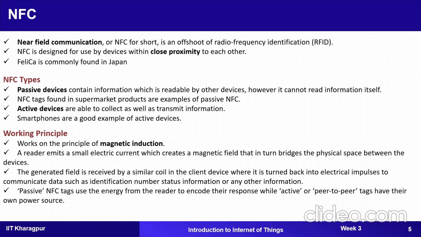Now in case of passive devices, they don't have their own energy. So they get energy from the reader in order to transmit the data. However, active devices, which are also called peer-to-peer tags, have their own power source.